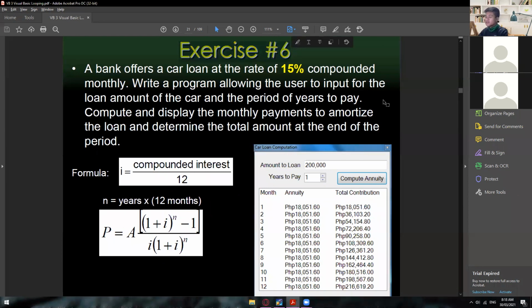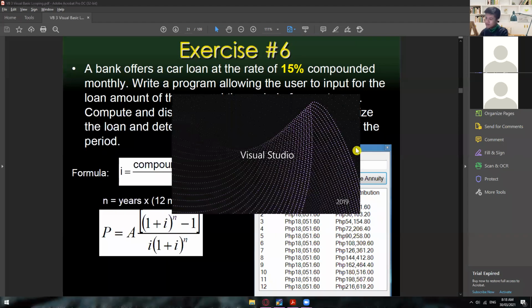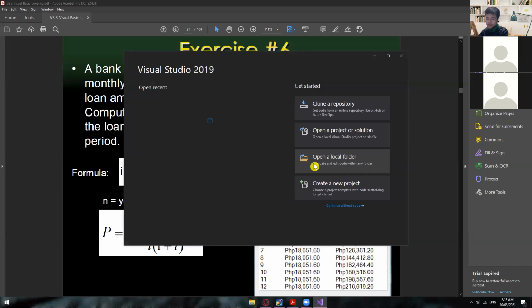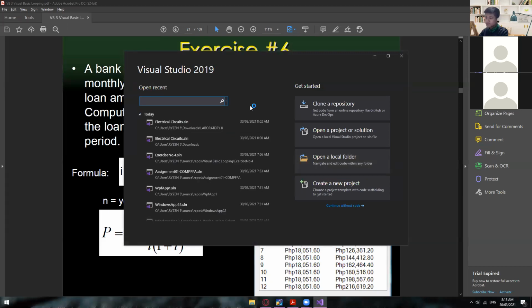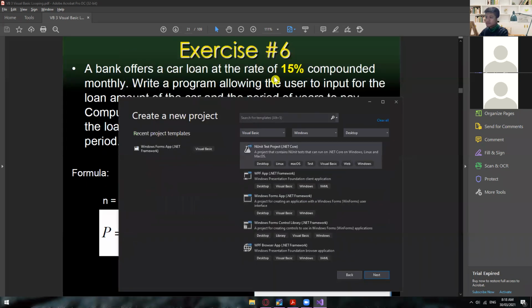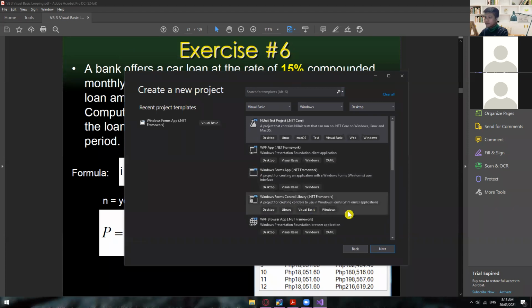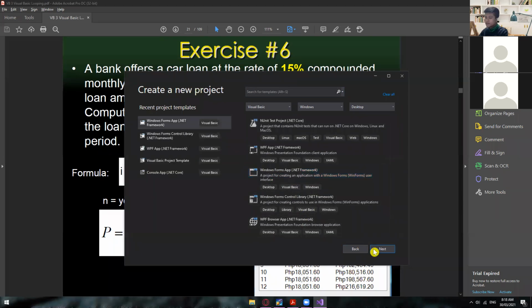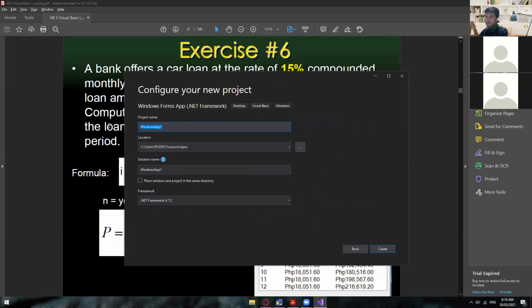Okay. All right, so let's move on to exercise number 6. So again, just ask me a question anytime if you have a question. Windows Forms. So let's try this exercise number 6.